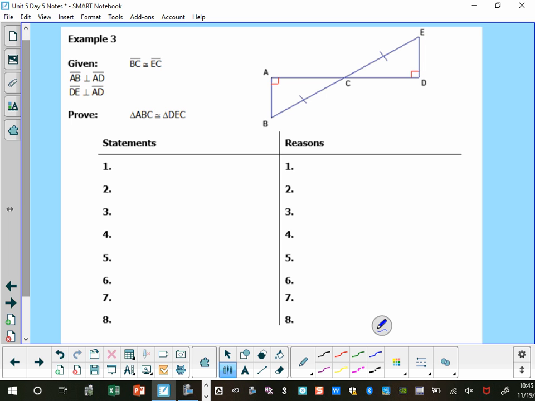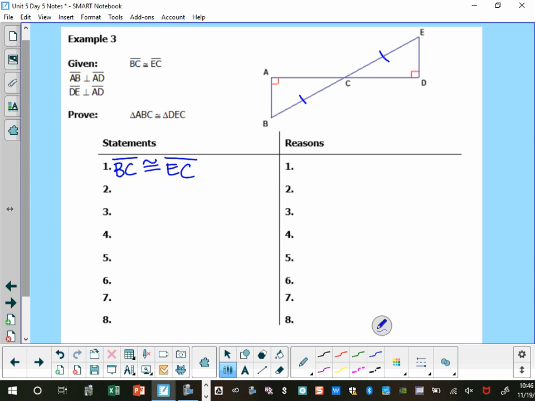Example 3. All right, they said that BC is congruent to EC. They've already marked it with hash marks. AB is perpendicular to AD. That's good. And then DE is perpendicular to AD. All right, guys. My first statement is going to be what? BC is congruent to EC.